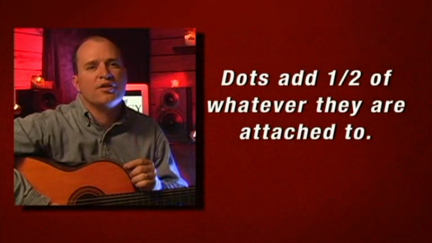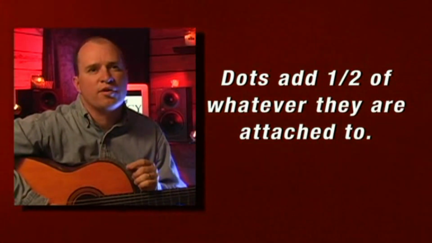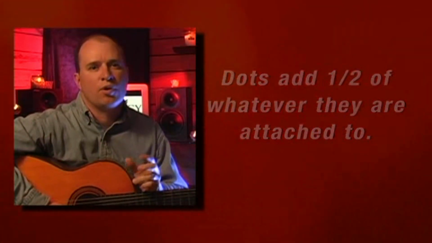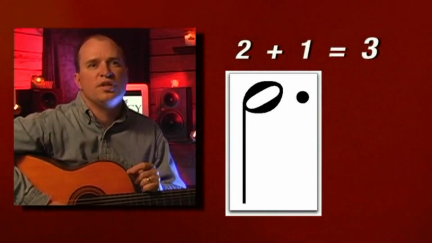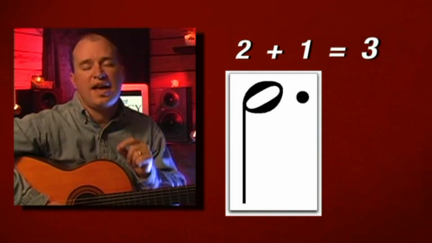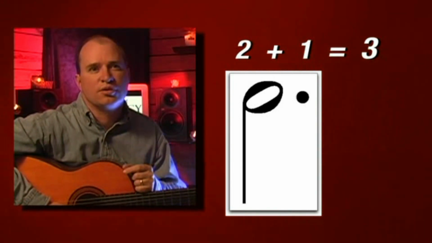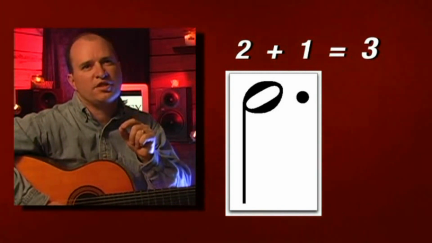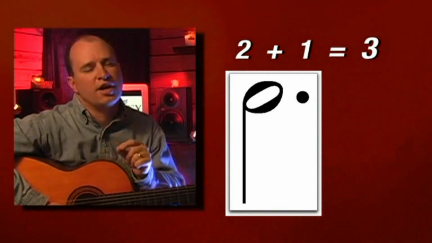The next concept we need to talk about is dots. Now, dots add something to the note. Here's the rule: dots add 1/2 of whatever they're attached to. What do I mean by that? Well, let's look at our example. In our half note example, I have a half note with a dot on it. A half note gets 2 beats. What does the dot get? The dot gets half of whatever it's attached to. So, half note gets 2, the dot would then get 1. So you add them all up together, and that gets 3.